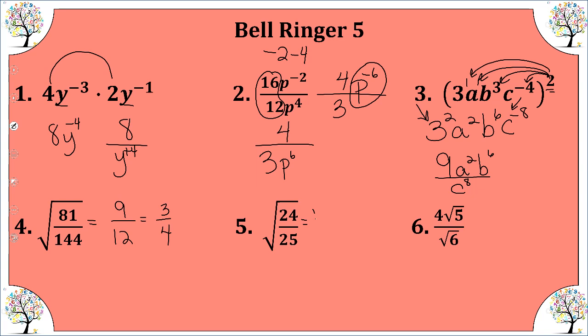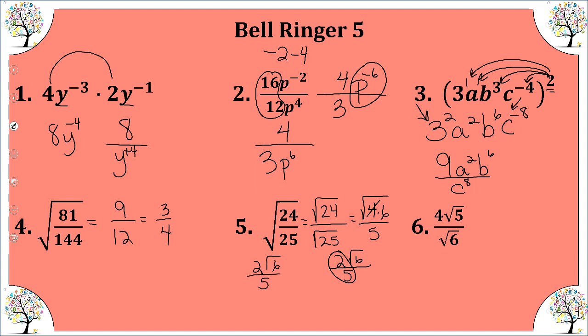Number 5, I'm going to rewrite this. 24 is not a perfect square, but 25 is. So I can go ahead and take the square. Well, I'll go ahead and rewrite it like this. Okay, now let's break down 24 into 4 times 6. Take the square root of 25, which is 5. The square root of 4 is 2, radical 6 over 5. And always double check to make sure that the fraction part is simplified, and it is. So here's our final answer.